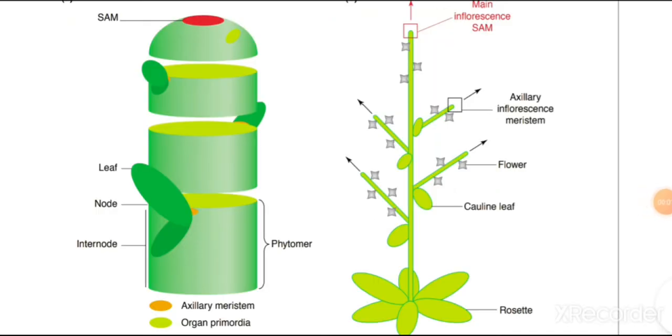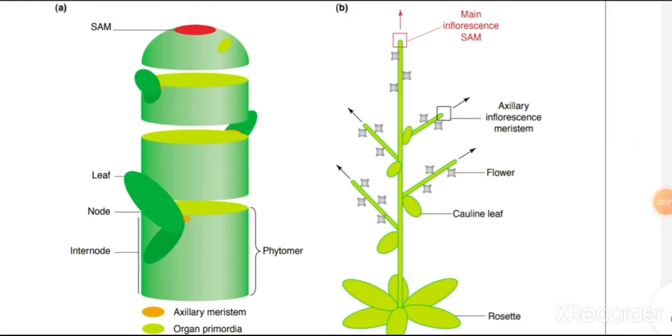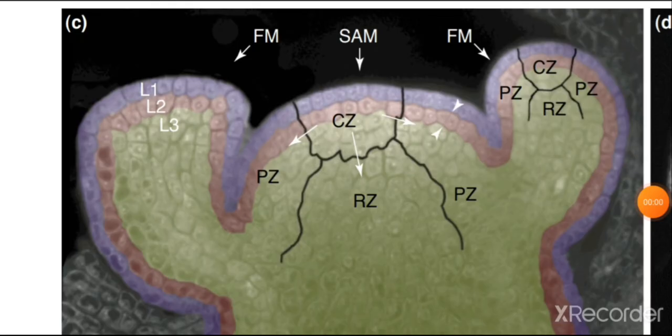Axillary meristem produces inflorescence on lateral sides. Axillary meristem is produced at the base of the leaf. Main inflorescence originates from the flanking region of the shoot apical meristem, called floral meristem, represented by FM in the figure.